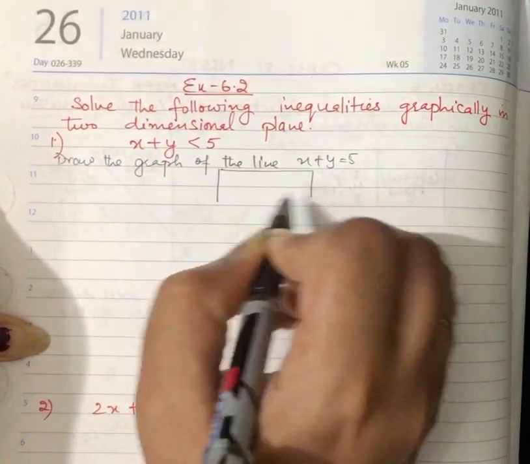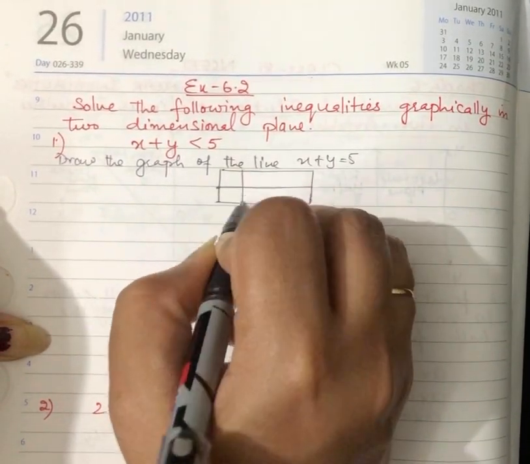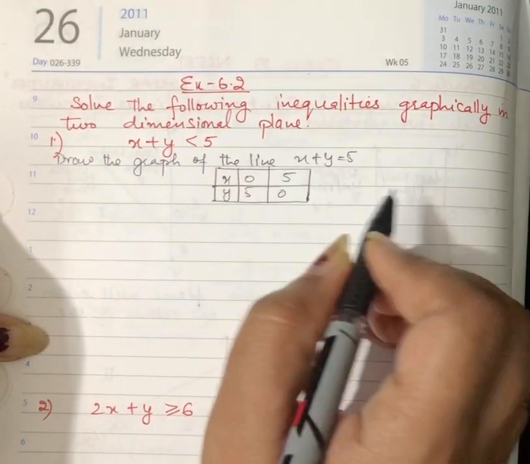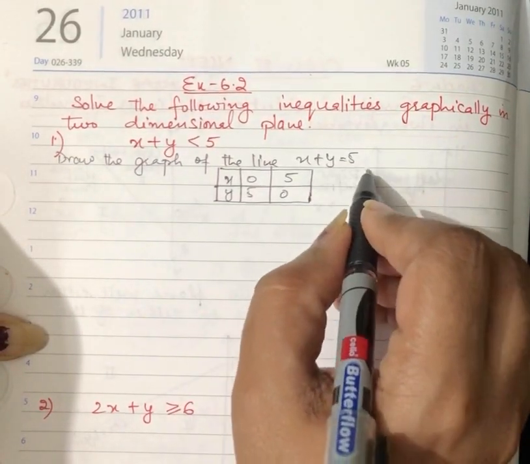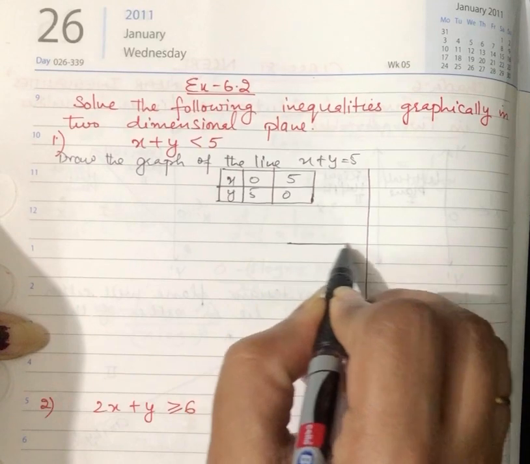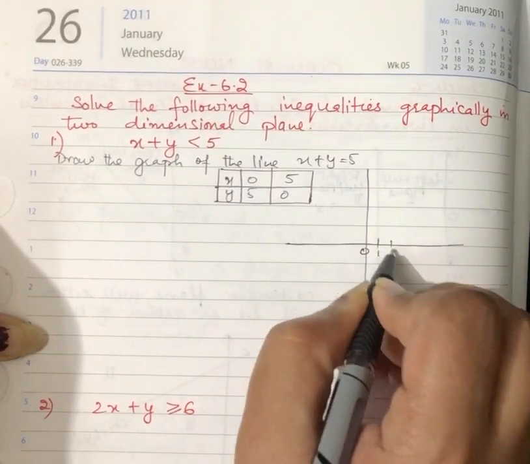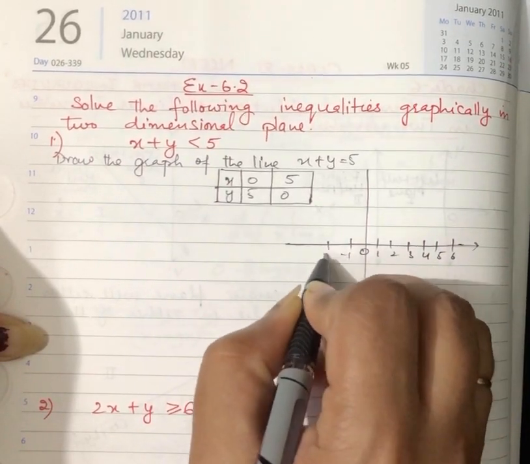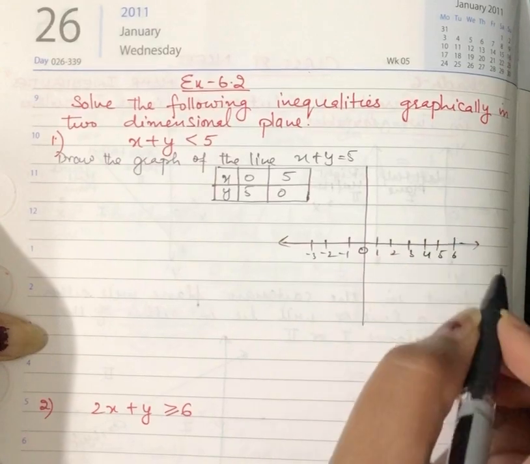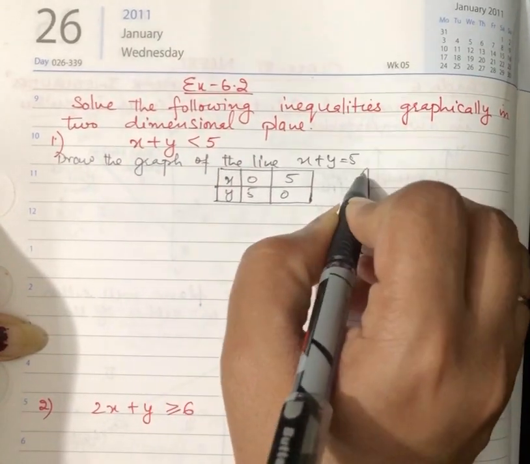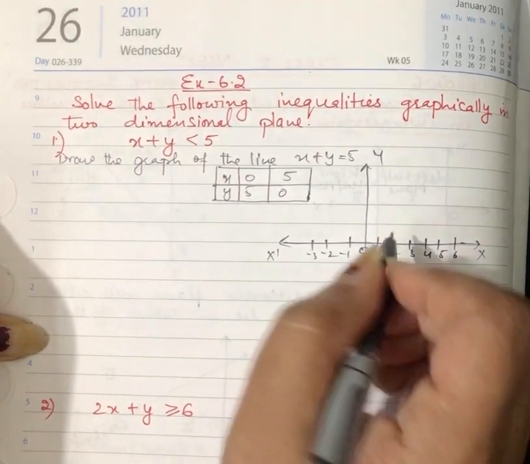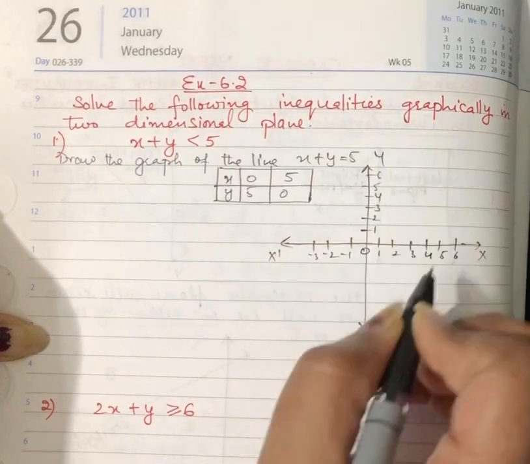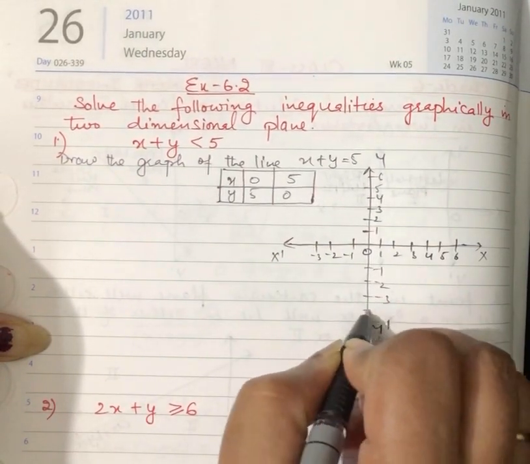So we will make this table, and putting x 0 we get the value of y as 5, then y is 0, then value of x is 5. So we will make this graph here. So 0, 1, 2, 3, 4, 5 up till 6 we can take. Here again minus 1, minus 2, minus 3 and so on. This is our x-axis and this is y. So taking the points 1, 2, 3, 4, 5, 6 and the negative ones and so on.